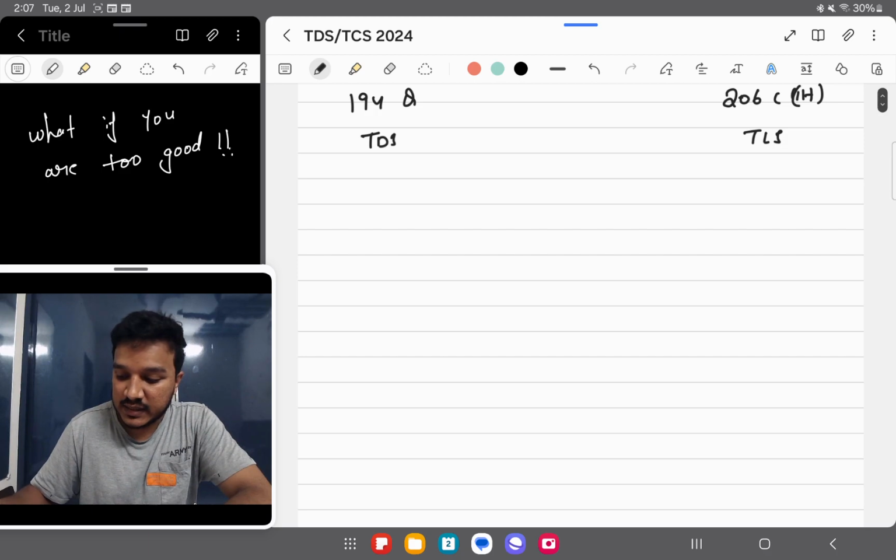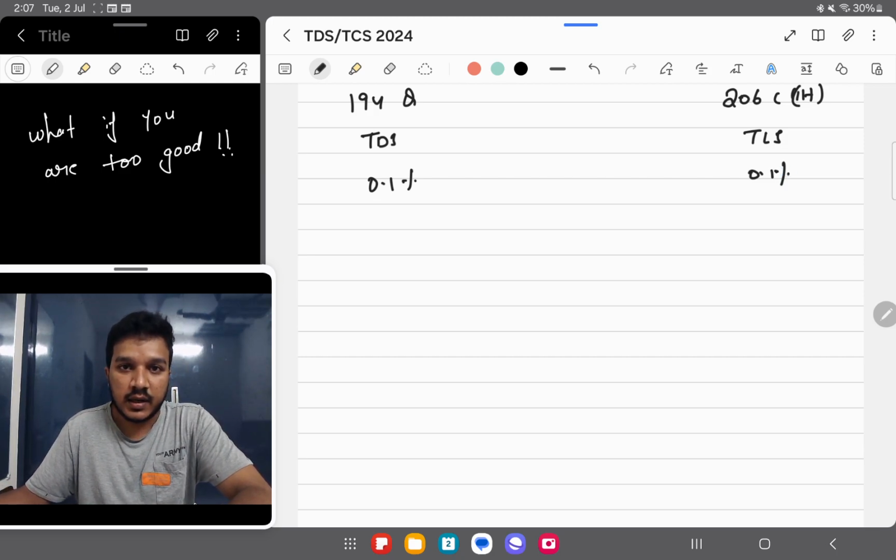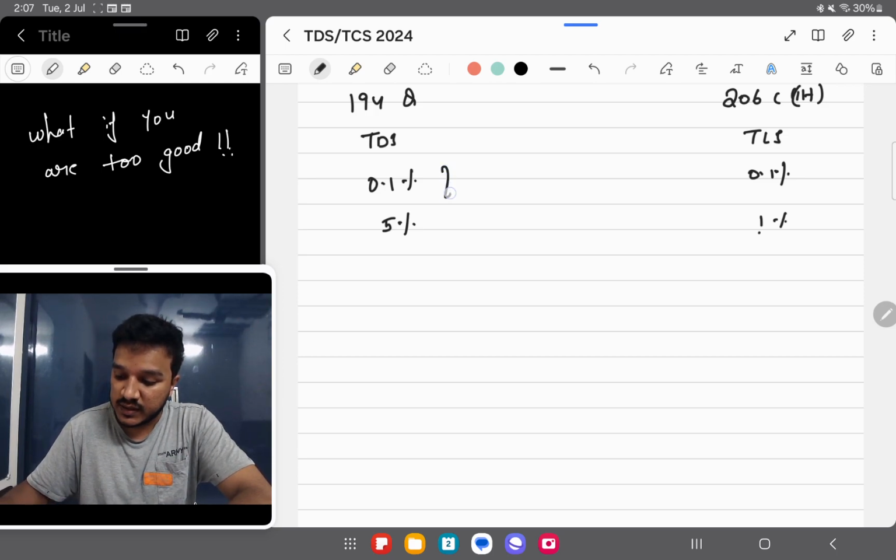The TDS rate in both cases is 0.1%. But if PAN is not provided, then under 194Q it becomes 5%, whereas here under 206C(1H) it becomes 1%. These are the rates. We are done with the TDS rates.